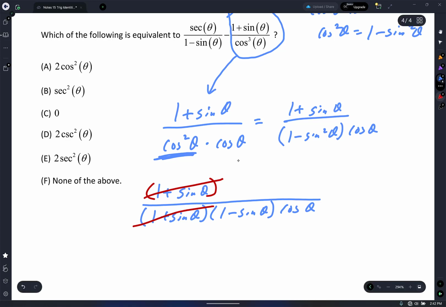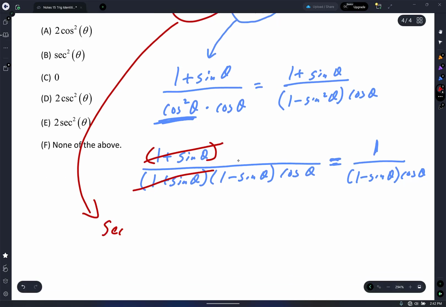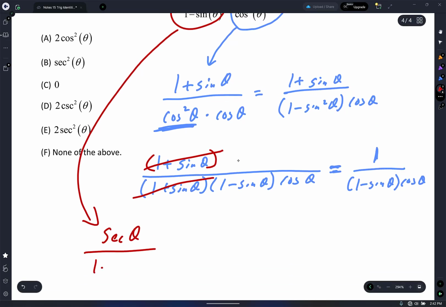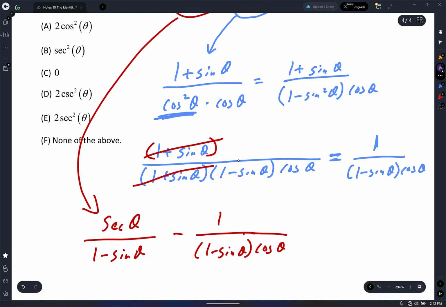So now look what I have. You have nothing in the top, so write 1, the number 1, because that's still a numerator. And on the bottom, I have 1 minus sine theta, and then cosine theta. Now I'm going to bring this back and put it over here. So here we go. I have secant theta over 1 minus sine theta minus 1 over 1 minus sine theta cosine theta. So catch up to here, guys. Has all this made sense so far?